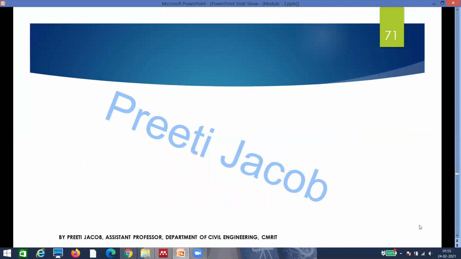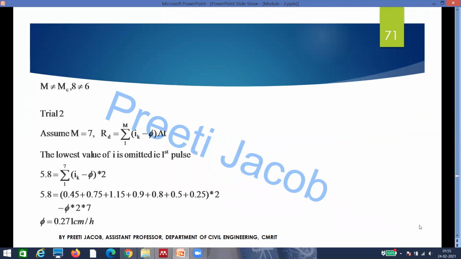Now, M is equal to MC? 8 is not equal to 6. So this trial was not right. We go for the next trial. We assume M is equal to 7. And then again, we calculate the runoff based on the formula. Earlier, M was 8. We considered all the values. Here, we will be considering 7 values.